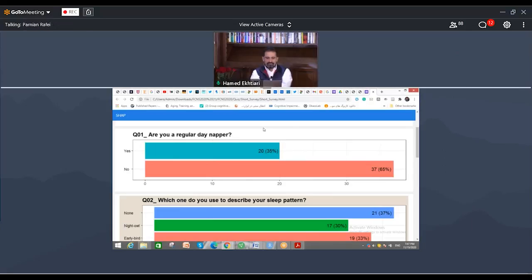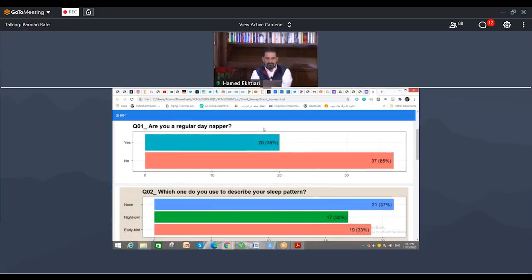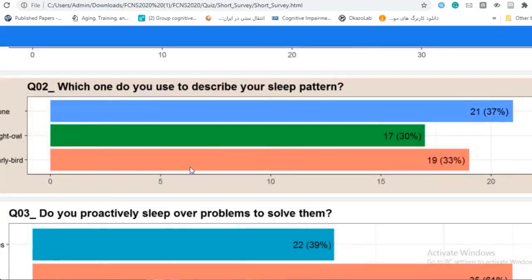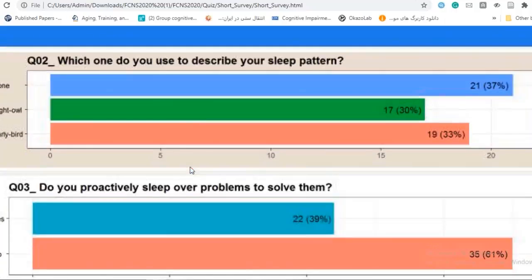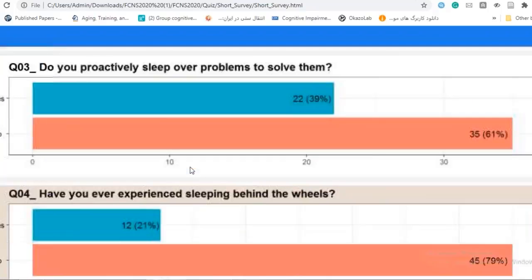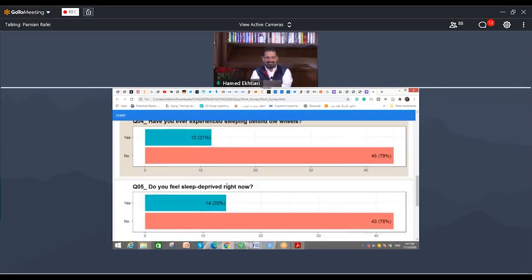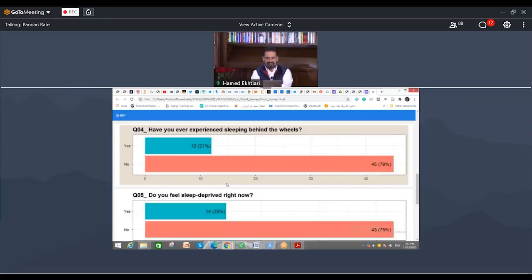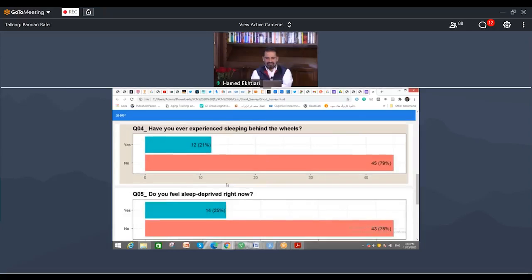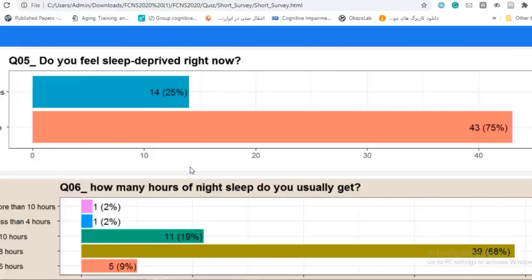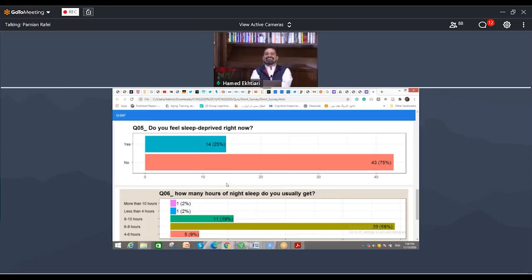As you're seeing here, for the first question, most of you are not daily nappers. For the second question, you're neither night owls nor early birds. For the third question, you seem not to proactively sleep over problems to solve them. 21% of the participants said they have experienced sleeping behind the wheel, whereas 79% said they haven't. And 75% of the respondents said they're not feeling sleep deprived right now, but 25%, including me, said that they are sleep deprived right now.